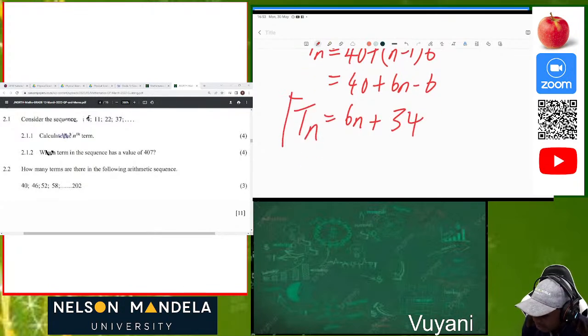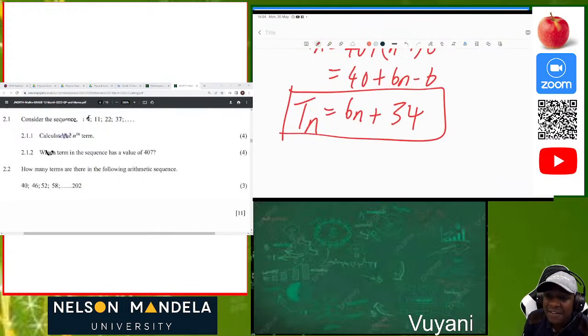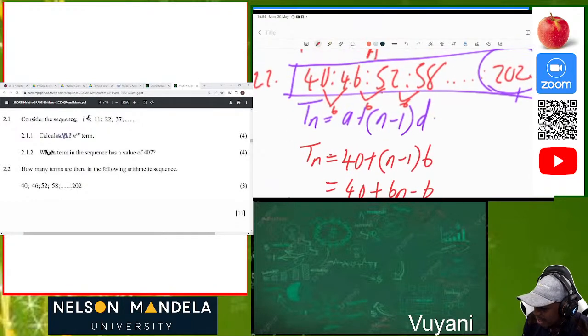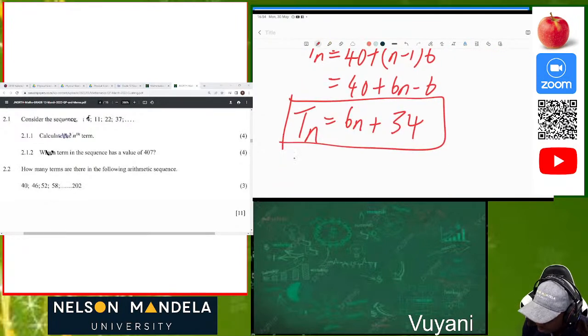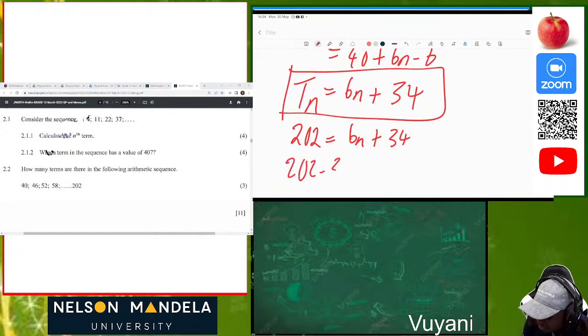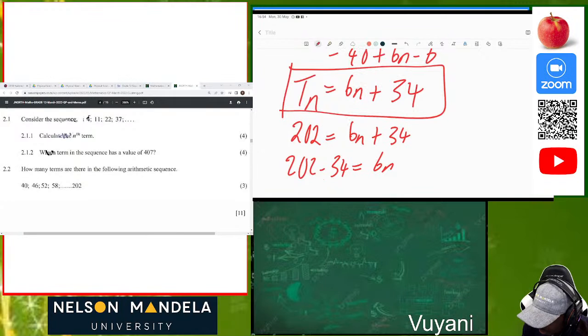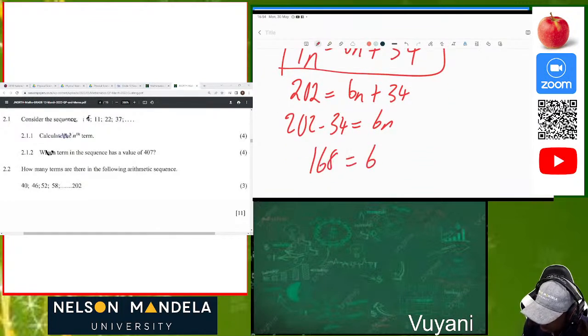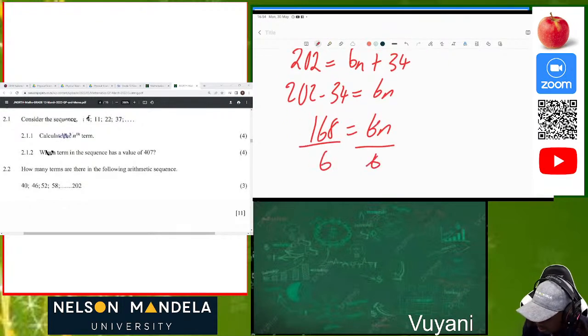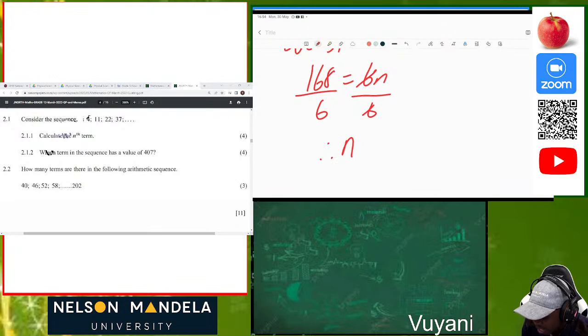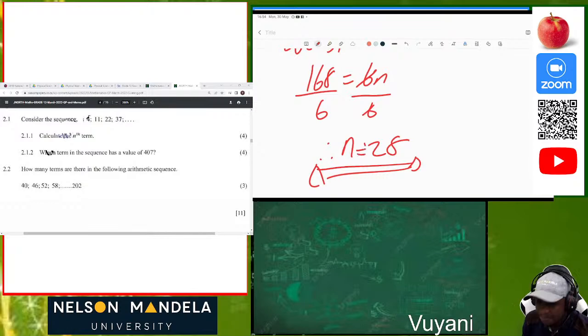Now having the Tn, they ask how many terms are there? And they gave us the last term, which is equal to 202. So we substitute 202 here because that's the last term, so that you can get how many terms are there in the sequence. Then 202 minus 34 is equal to 6n. Then 202 minus 34, we get 168 equal to 6n. Then we divide both sides by 6. You can see that your answer can never be negative. Then therefore n is equal to 28. So there are 28 terms in this sequence.